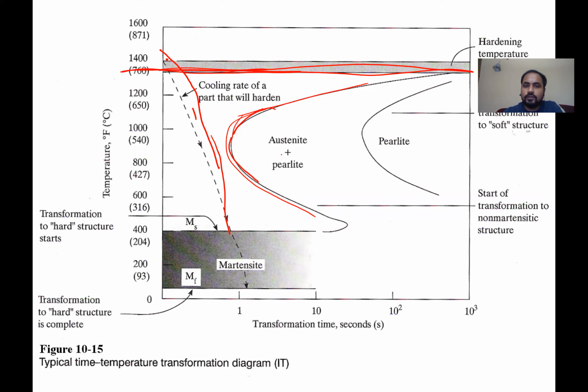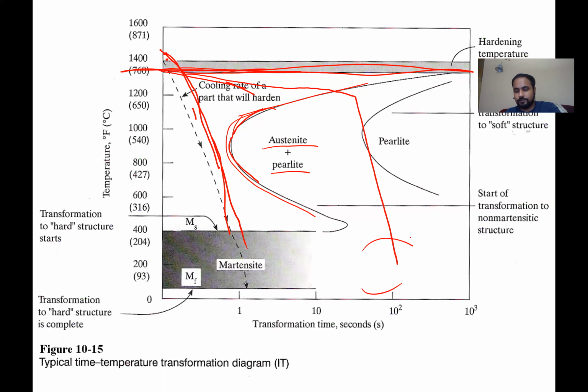If you cross this nose, you will form perlite or austenite. If I do cooling fast enough, that means I can form 100% martensite. If I do a slightly slow cooling, let's say I let it sit here for some time and now I do cooling, now I have some amount of perlite and whatever is the rest becomes martensite. So this becomes a really important diagram to understand.